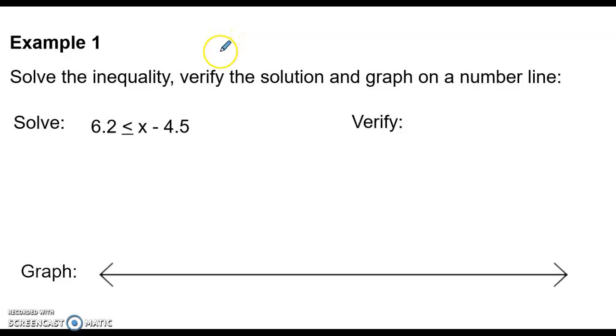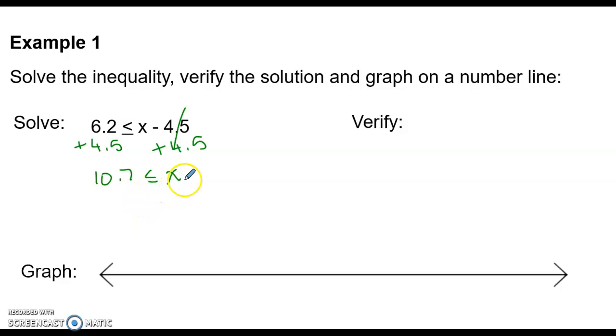In example 1, we're going to solve the inequality, verify the solution, and graph the answer on a number line. So my inequality is 6.2 is less than or equal to x minus 4.5. Well, I know the opposite of subtracting 4.5 is adding 4.5. And whatever I do to one side, I have to do to the other. That makes a zero pair, and I get 10.7 is less than or equal to x.